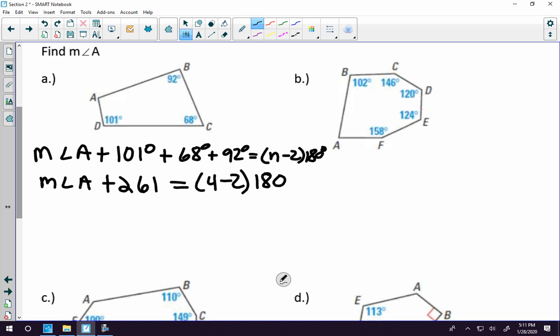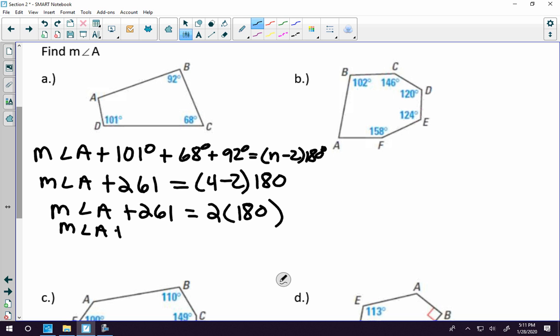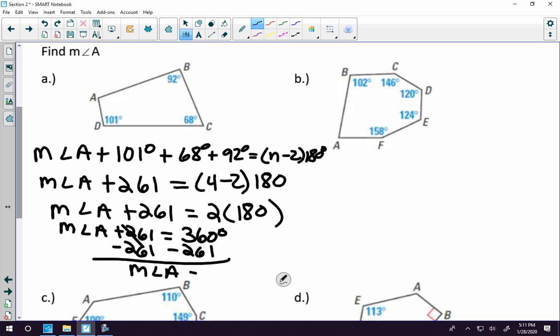Okay, now we need to simplify the right side of the equation. So 4 minus 2 is 2. So there's 2 triangles inside of a convex quadrilateral. That's what the right side of the equation interprets to, 2 times 180. So we have the measurement of angle A plus 261 equals 2 times 180, which is 360. Then we subtract off 261 from both sides, and we're left with the measurement of angle A, which is going to be equal to 99 degrees. So the measurement of angle A is 99 degrees.